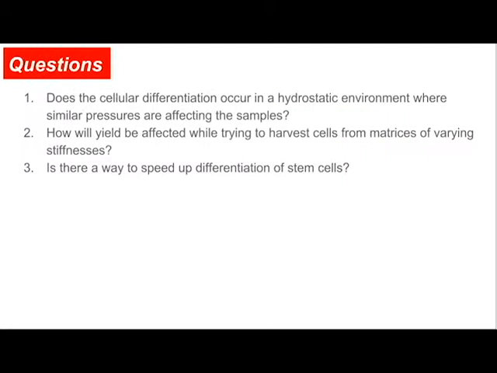Some continuing questions that we have are, does the cellular differentiation occur in a hydrostatic environment where similar pressures are affecting the samples? How will the yield be affected while trying to harvest cells from matrices of varying stiffnesses? And is there a way to speed up differentiation of the stem cells?